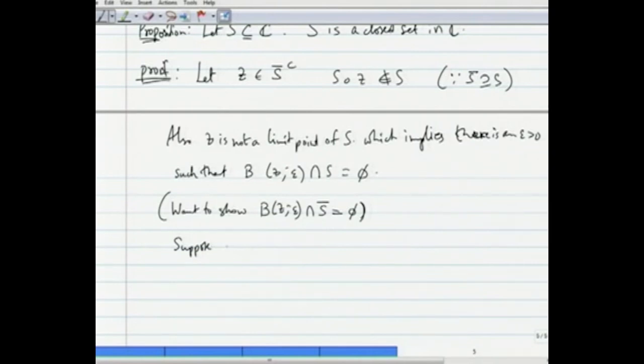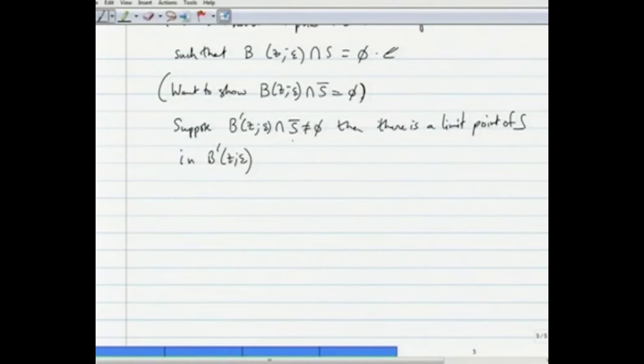Well, we already know Z is not in S closure. So, suppose B'(Z, epsilon) intersection S closure is non-empty. Then, since S closure is the union of S and limit points, there is a limit point of S in B'(Z, epsilon). So, here is the picture, here is B(Z, epsilon). And suppose W is a limit point of the set S.